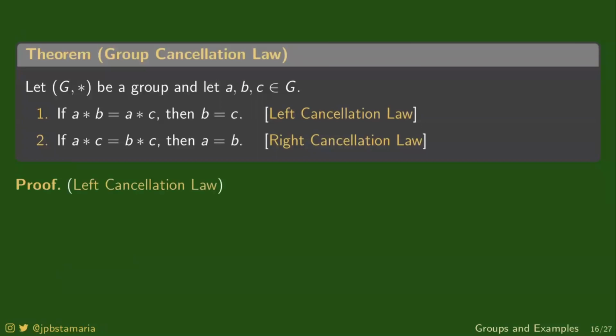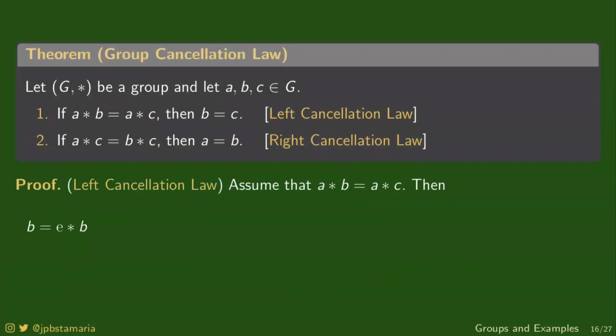Okay, ano ang LCL? Paano ang proof ng LCL? So here we get an assumption. Our assumption is that A times B is equal to A times C. We have to conclude that B is equal to C. How do we do that?